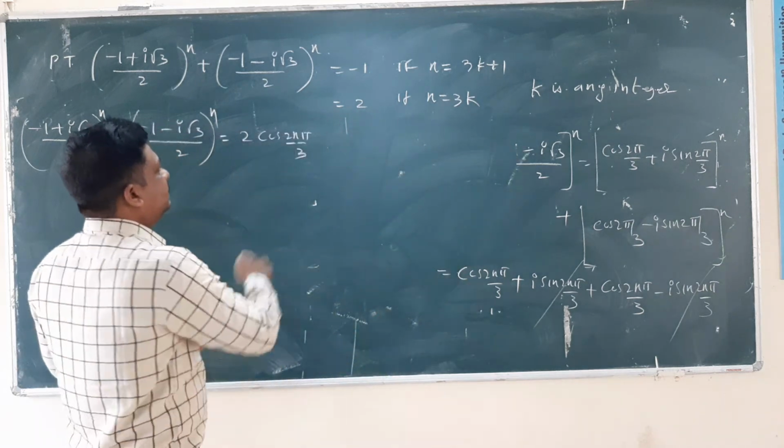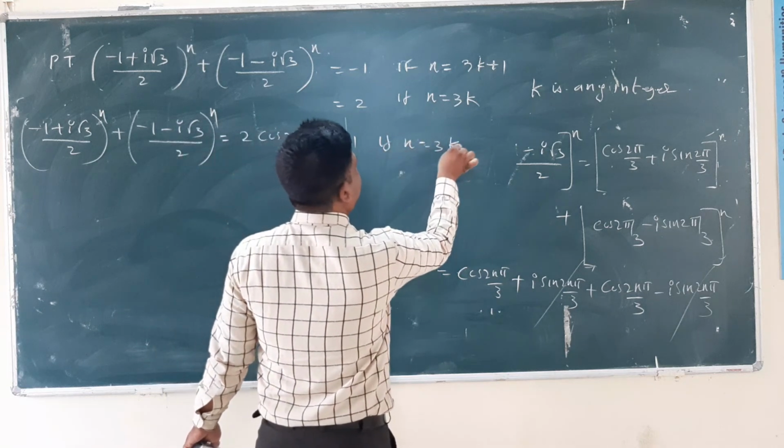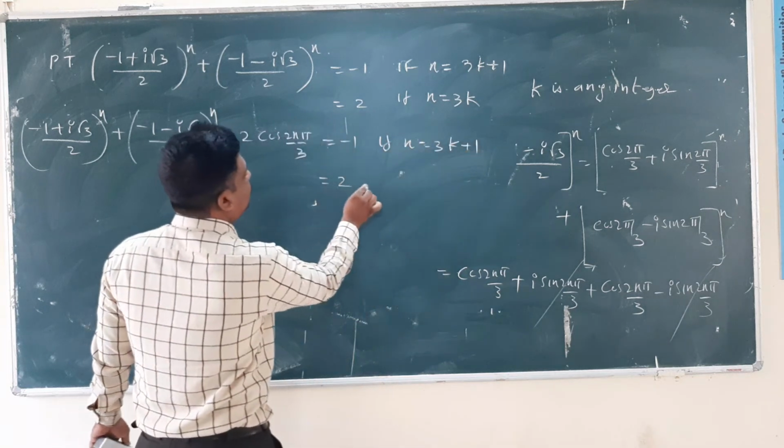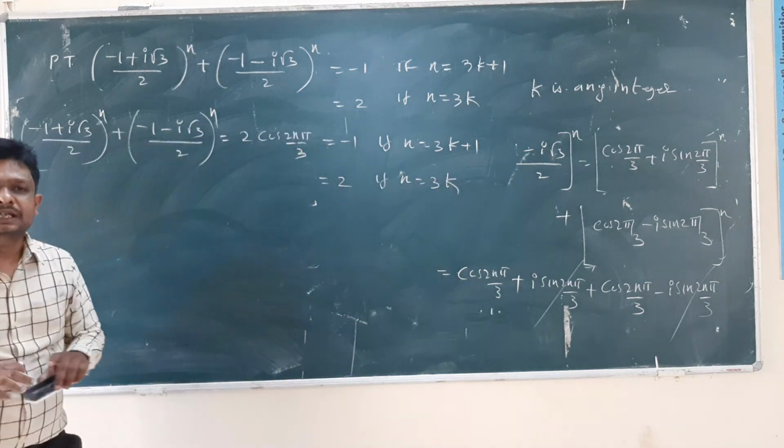That is, this is equal to -1 if n is equal to 3k+1. And this is equal to 2 if n is equal to 3k, for any integer k.